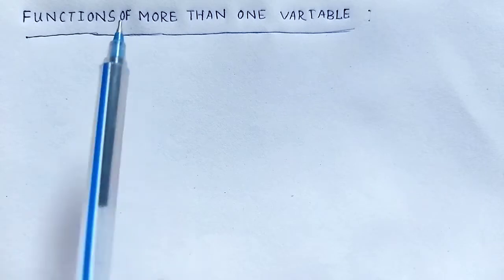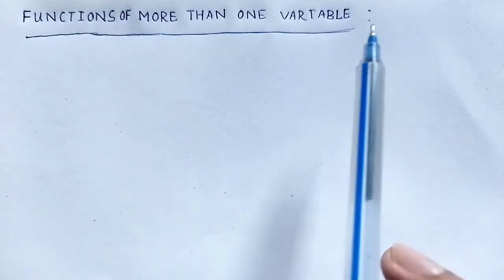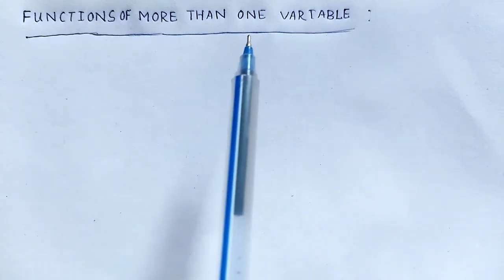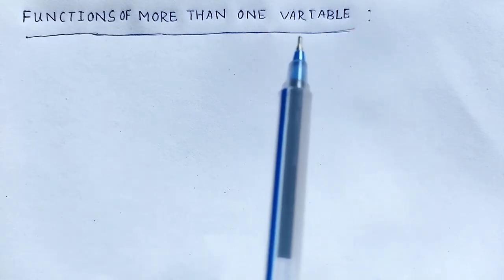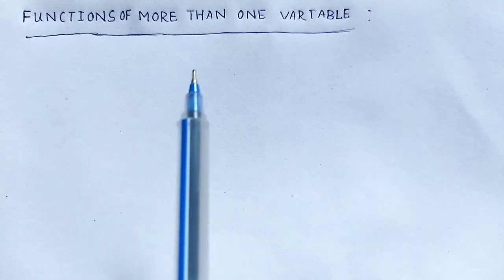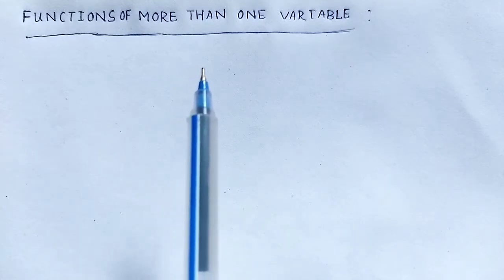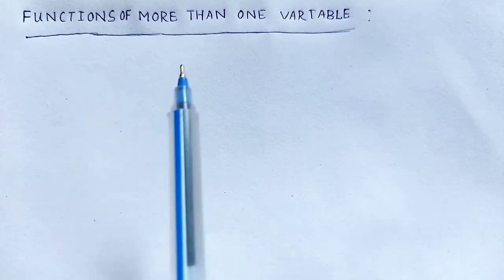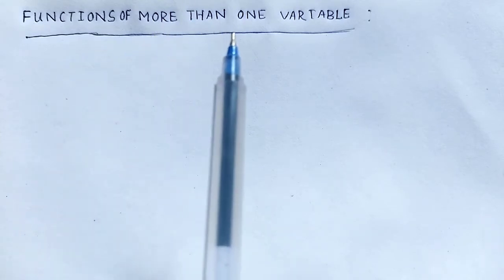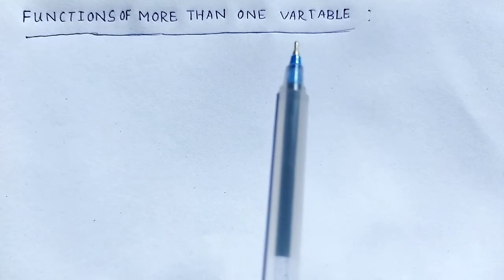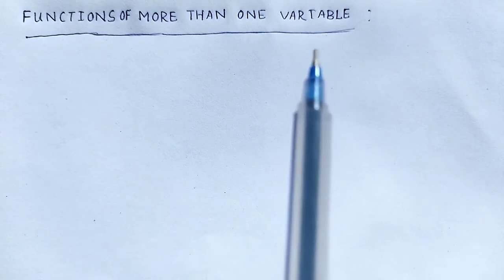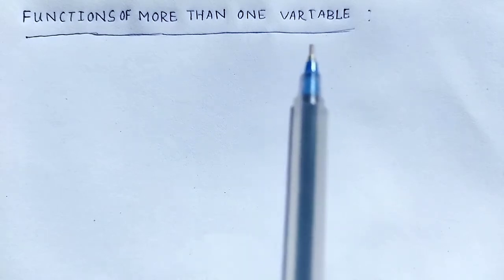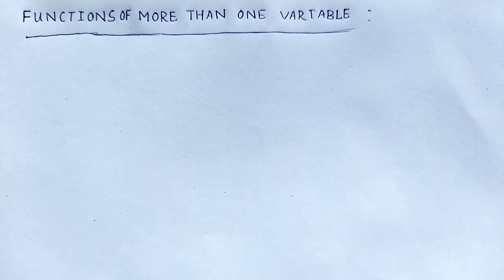The name indicates functions of more than one variable, meaning it has two, three, like this, variables rather than one. The question arises: for what reason do we introduce functions of more than one variable, what is the physical significance, what is the physical meaning, and for what reason is it introduced? Let's discuss it one by one.